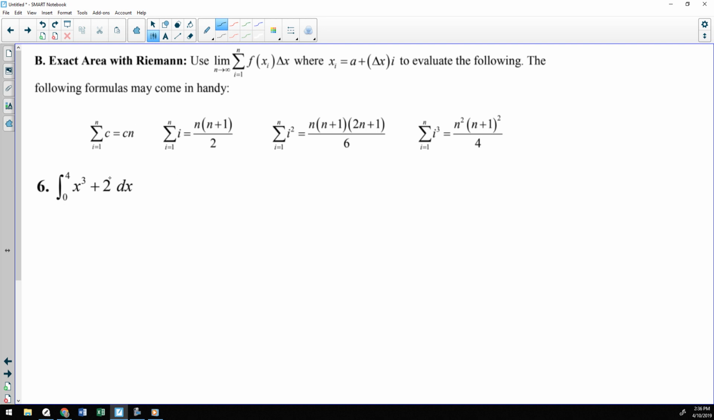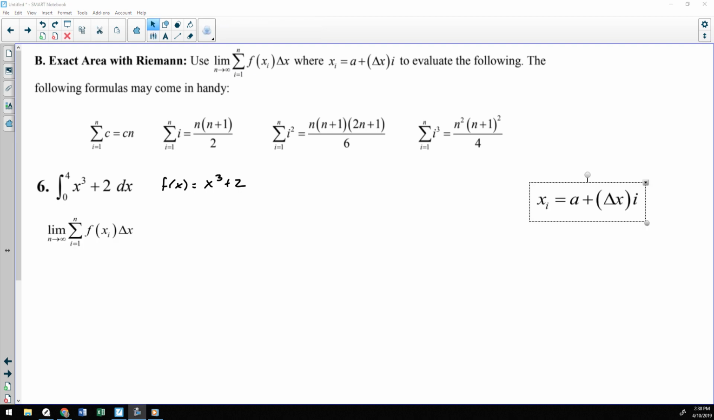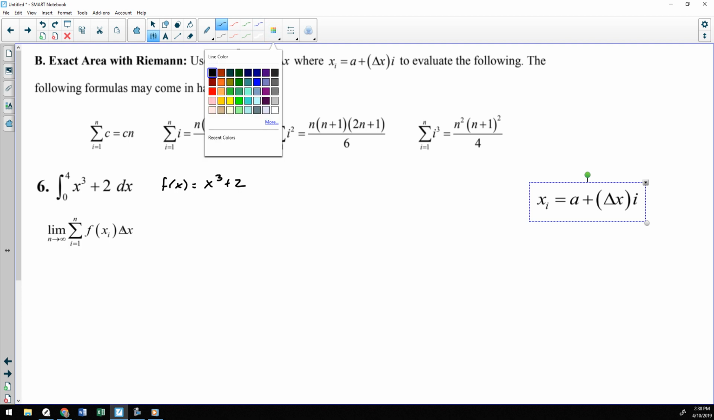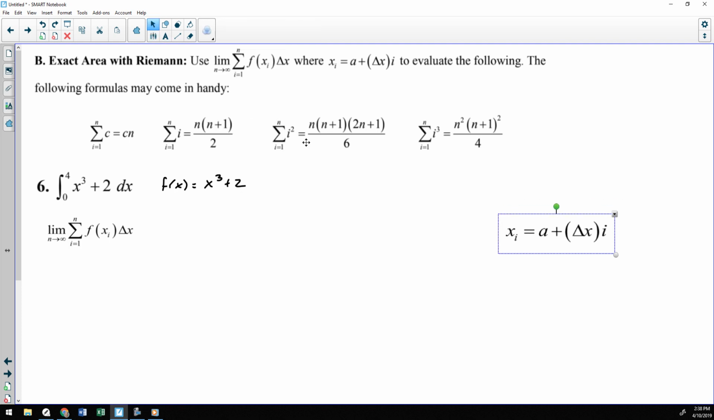And my function for number 6 is the x cubed plus 2 function, and I'm going to be doing this limit right there. The limit as n approaches infinity of all of that mess. All right, and the one formula I will not be giving you is the formula for the delta x. I'll give you everything else, and it's just a matter of you being able to use it successfully without screwing up.